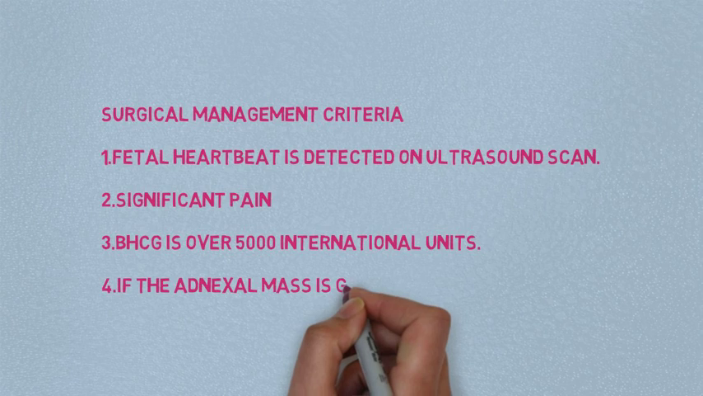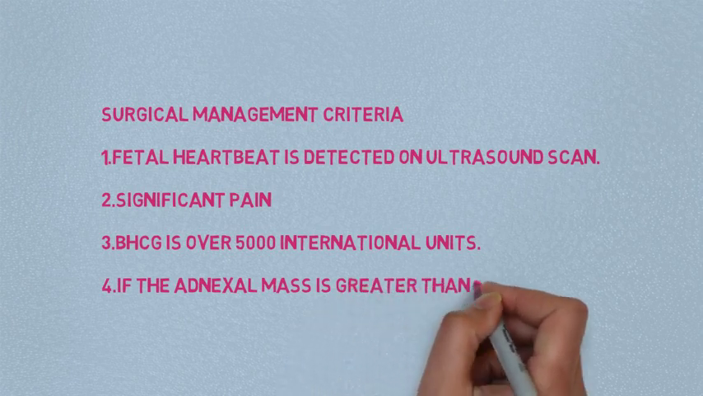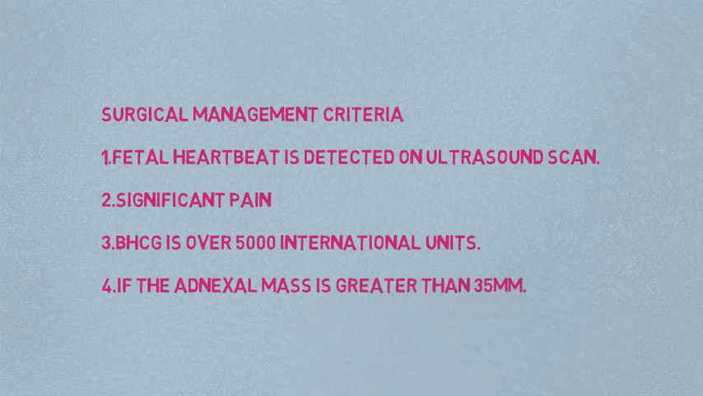So you can see that serum beta HCG is a very useful test. It helps in our diagnosis and it also helps in our management. Also, if there was an adnexal mass greater than 35 millimeters on the ultrasound scan, you would be advised to go for a surgical intervention rather than a medical intervention.